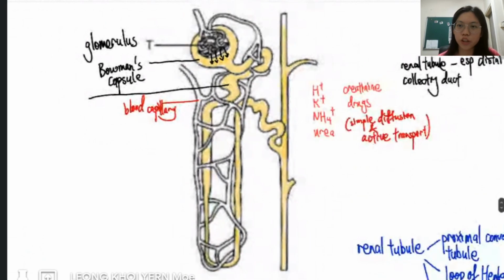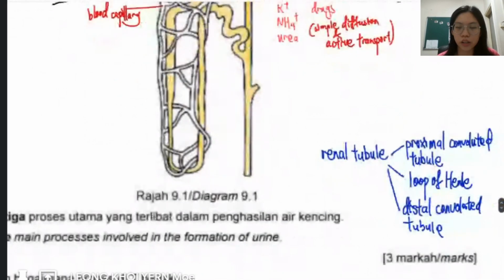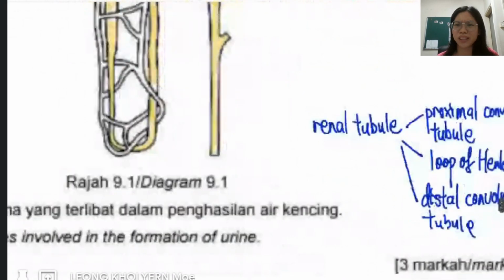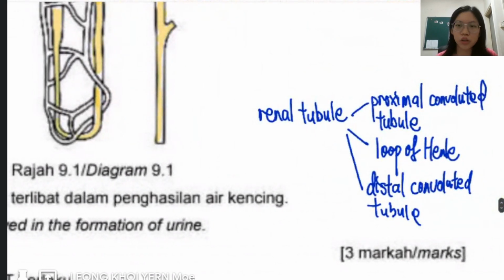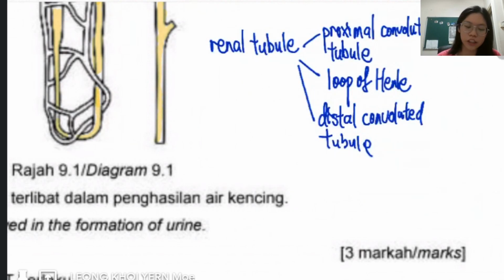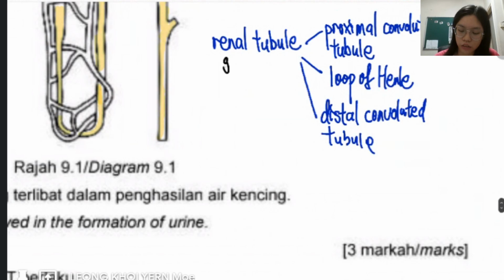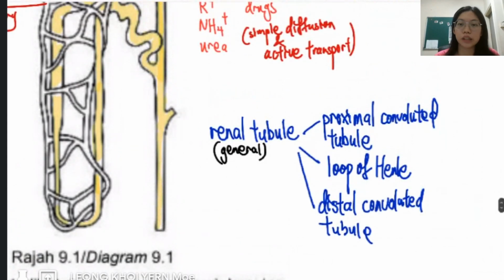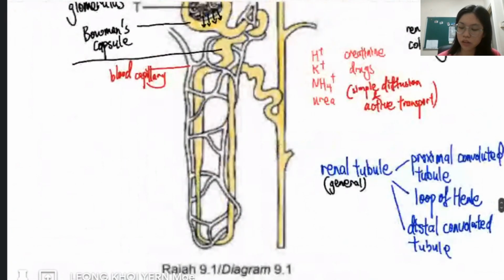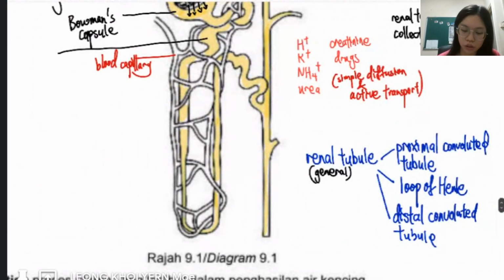renal tubule. The renal tubule actually branches out into three types, because a lot of students get messed up. What is the difference between renal, proximal, loop of Henle, distal? So many types of tubule, very hard to understand. Renal tubule is actually a general term. If you want to be specific on which part, whether it is the start of the renal tubule, the middle, or the last part: proximal is the start of it, followed by loop of Henle, then distal convoluted tubule.